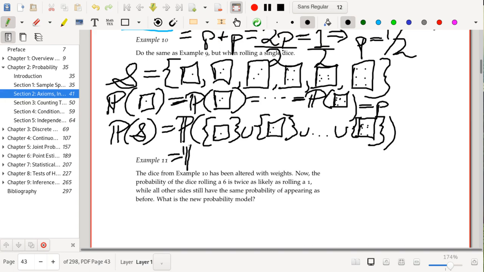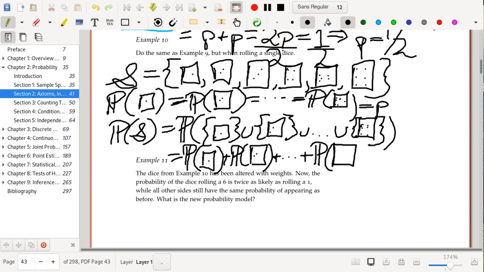So this is equal to the probability of rolling a 1 plus the probability of rolling a 2 plus dot dot dot plus the probability of rolling a 6. And then we use the fact that we said from the beginning that all of these probabilities are the same. So this is P plus P plus P plus P plus P plus P, which is equal to 6P. But it's also equal to 1 because of axiom 2, that says that the probability of the sample space is equal to 1. Therefore, P must be equal to 1 over 6. And you can see where this is going.